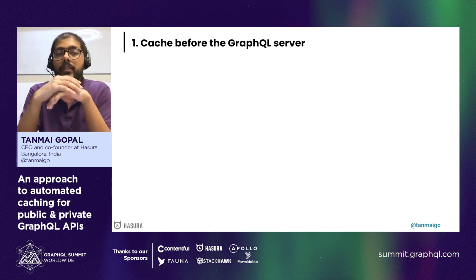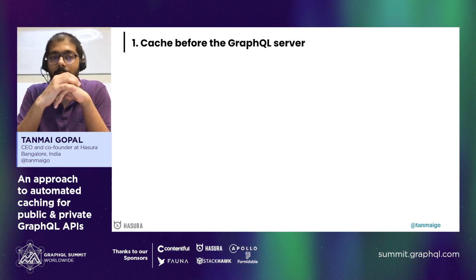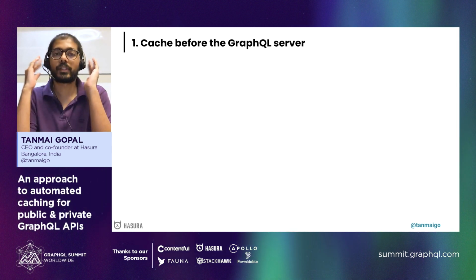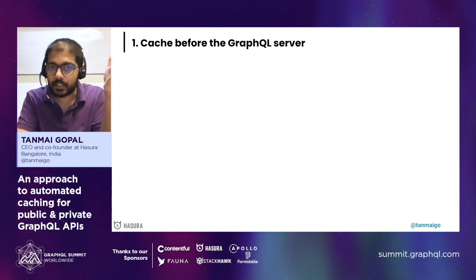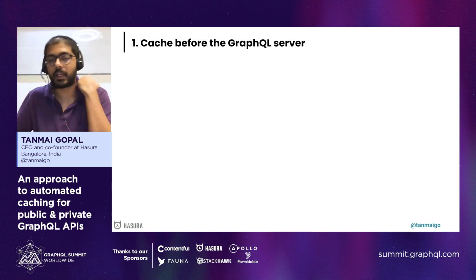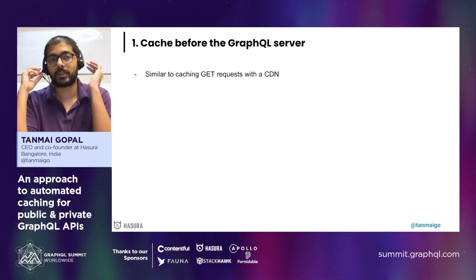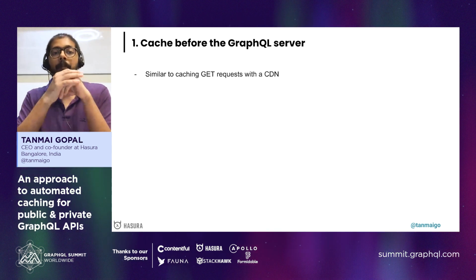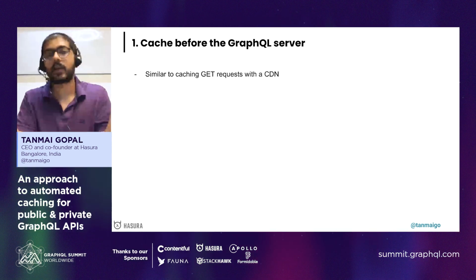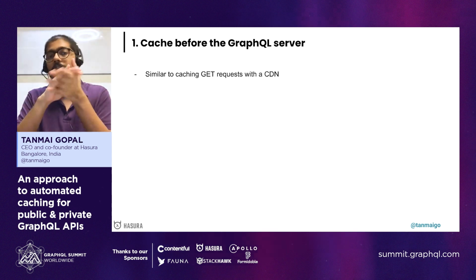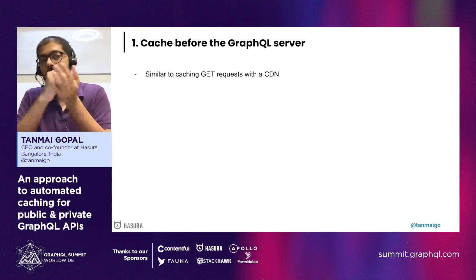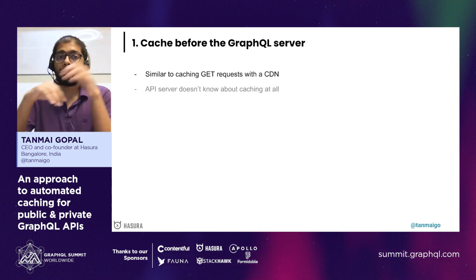So let's look at all of these three approaches. The first approach is we're going to cache it before it hits the GraphQL pipeline. Not necessarily before the GraphQL server, it might be in the same technical server, but what I mean here is before the GraphQL query is processed. This is very similar to caching GET requests with a CDN, right? You have an HTTP call, it makes a GET API call, and then you have a CDN that can cache that for some amount of time with a cache control header or something like that, right?